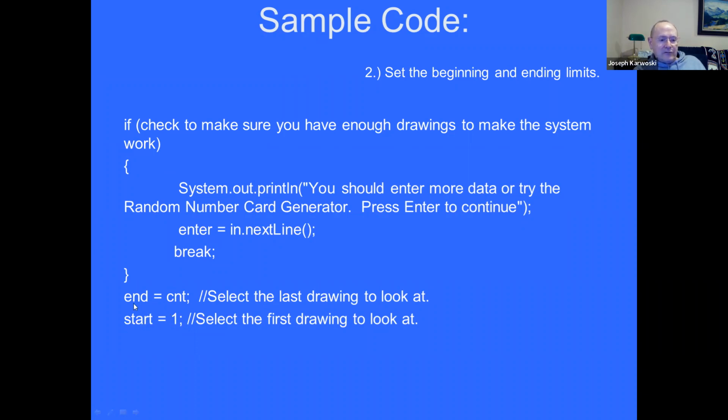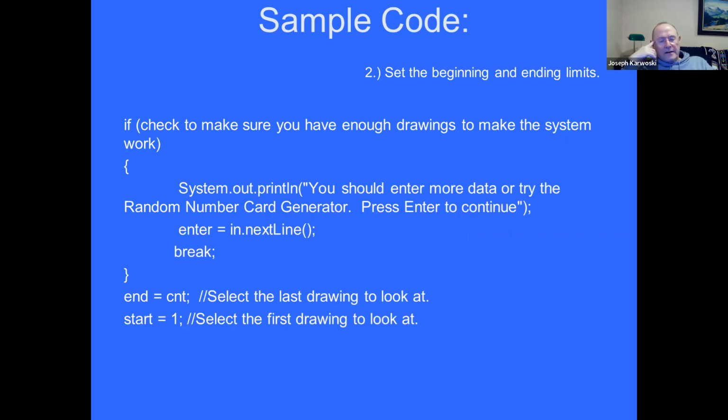Now, if you set end to CNT and start to 1, that is going to go through the entire list and count them up. And you might want to do that. You may want to do that. I want to look at the huge picture. Okay. Now, statistically, and we already talked about this, each number has the same chance of coming up.